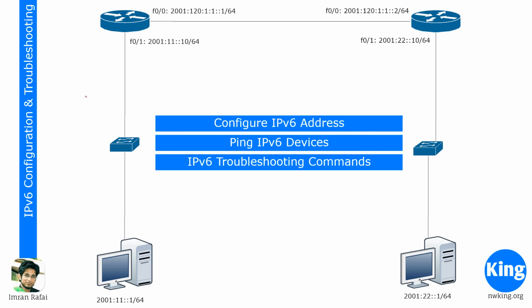So we have this diagram. I have a host here, I have a host here, and two routers and two switches, and then let's quickly configure this. So I'm going to open Packet Tracer. We will look at three aspects. We'll configure IPv6 addresses, what we learned in the last slide, and we will ping those devices, and we will look at some IPv6 troubleshooting commands.